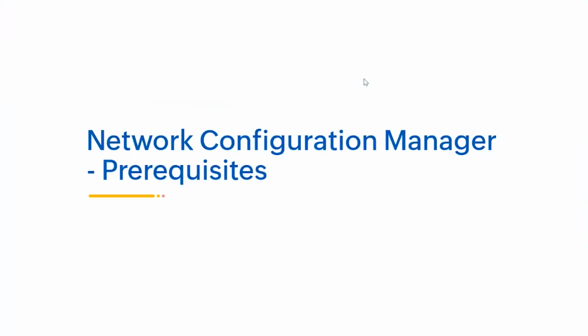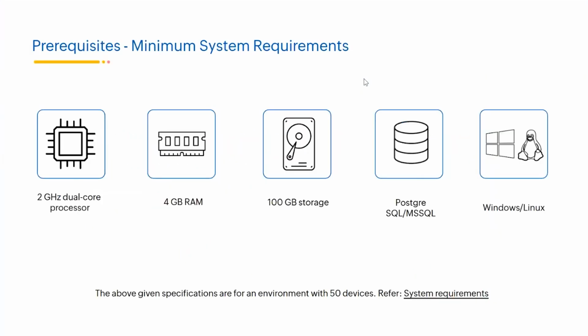So now let's move on to the prerequisites of Network Configuration Manager. So here I've listed some of the minimum system requirements you need to manage 50 devices with Network Configuration Manager. You should have at least a 2 gigahertz dual core processor, 4 gigabytes of RAM, 100 gigabytes of storage, PostgreSQL or MS SQL database support, and a Windows or Linux operating system. So these are the requirements for managing only 50 devices.